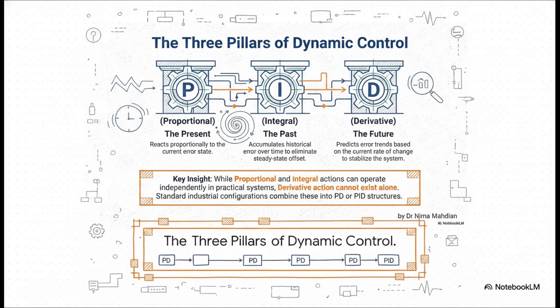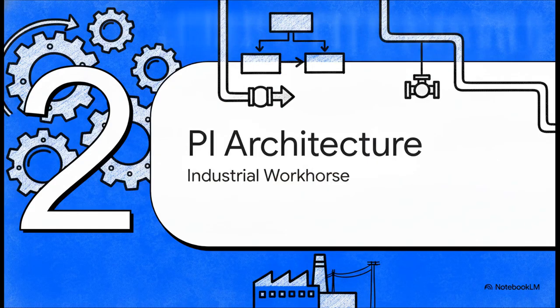But here's the critical engineering insight you need to remember. While proportional and integral actions can absolutely operate independently, derivative action cannot exist alone. Standard industrial configurations always combine these into PD or PID structures. Moving on to Section 2, PI Control Architecture, the true industrial workhorse.